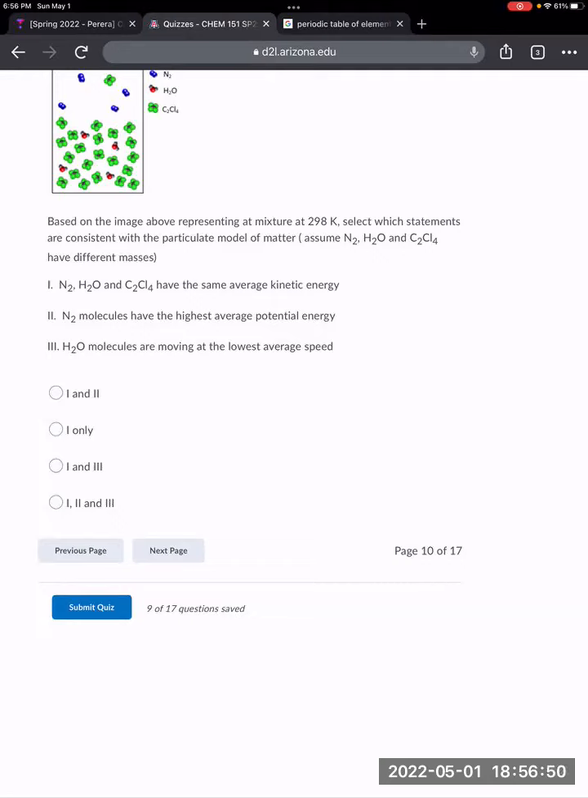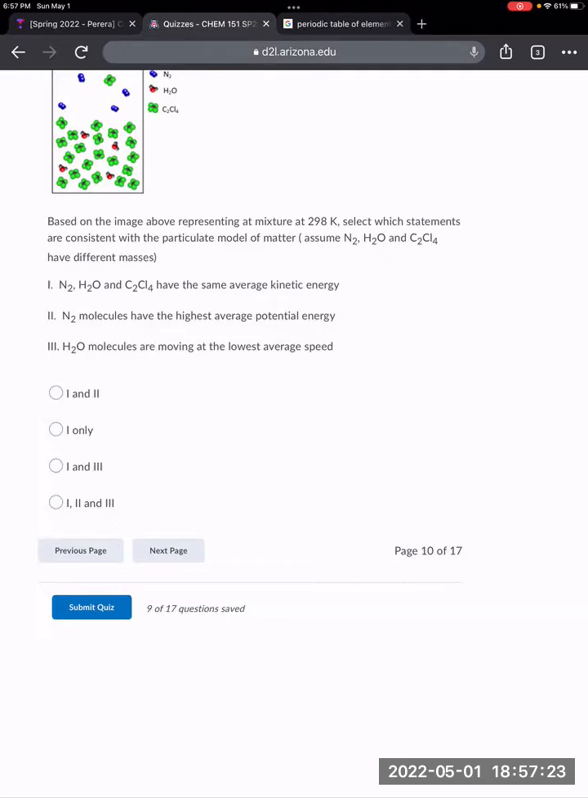And then nitrogen molecules have the highest average potential energy. You can see that nitrogen molecules are in the gas phase, meaning you have the weakest attractive interactions. Therefore, we should have the highest potential energy. Therefore, that is correct too. And option 3 is H2O molecules are moving at the lowest average speed. Now, H2O molecules and all the other molecules have the same average kinetic energy.